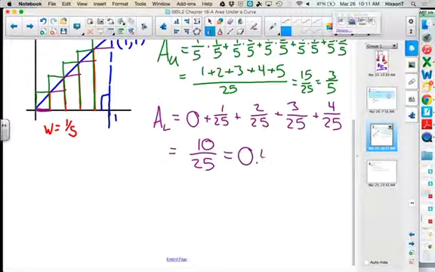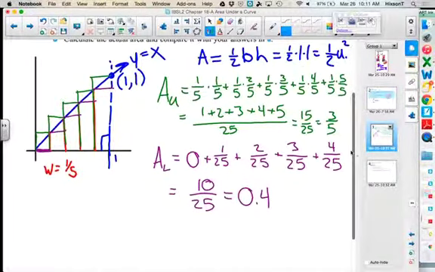Which is 0.4. You'll notice if we average these two, we would actually, in this case, get exactly what the area was. Okay? But here you see how they can relate to each other.